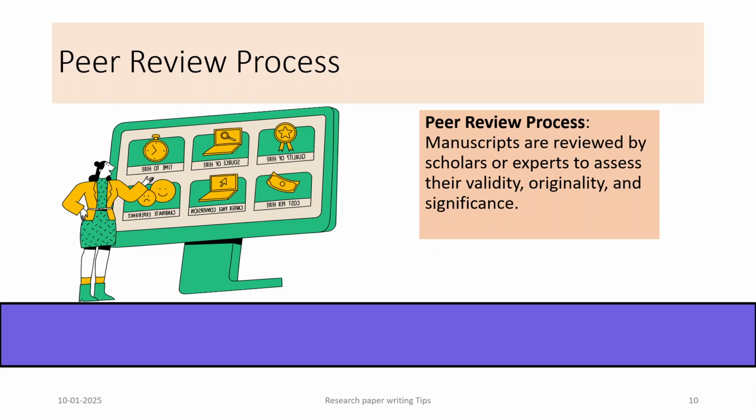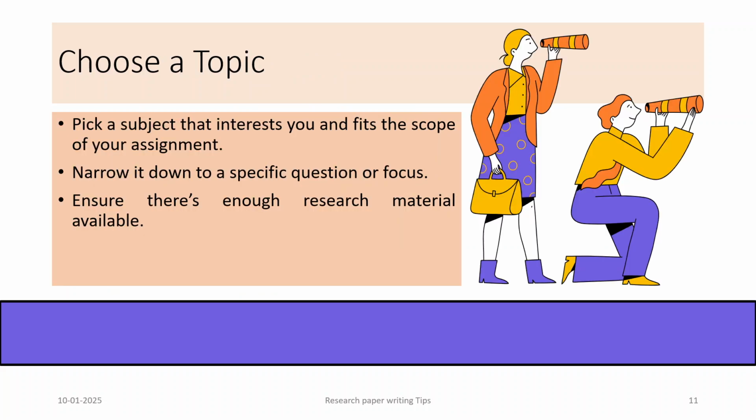These three things are important, right? Then, how do you choose a topic? Pick a subject that interests us and fits the scope of our assignment. That is the first thing. What exactly do we want to work on: cloud computing, machine learning algorithms, or some applications? What is your choice? What is your interest? Based on that, you pick a subject.